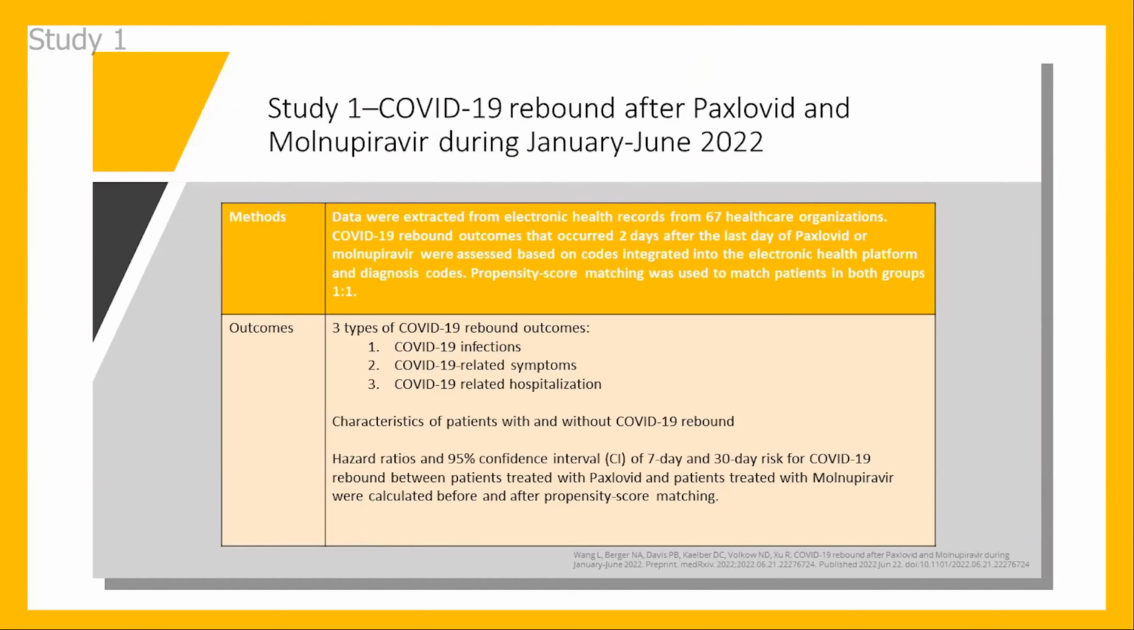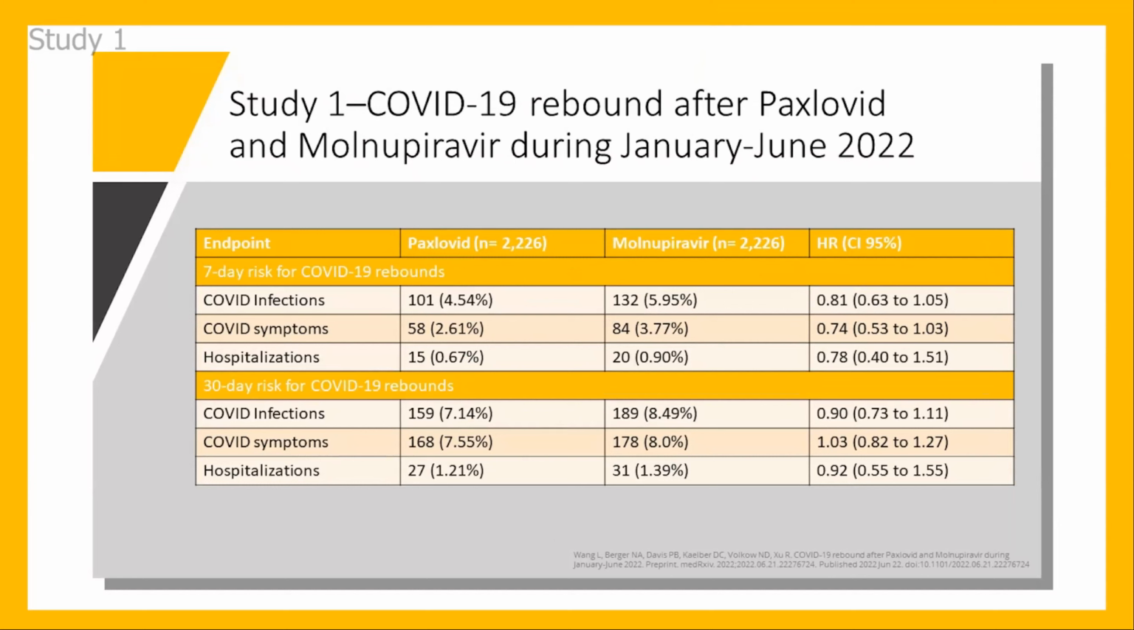There was no statistically significant difference between 7-day risk for COVID-19 infections between nirmatrelvir, ritonavir, and molnupiravir when accounting for COVID-19 infections with symptoms and hospitalization. Likewise, no differences in these variables were noted 30 days after receiving the study agent either.